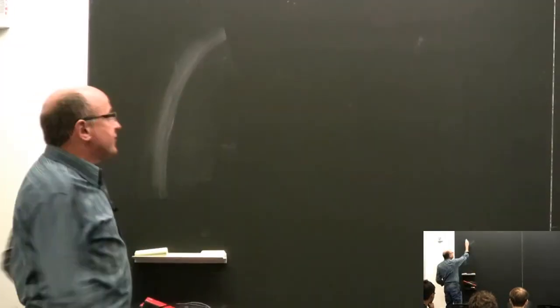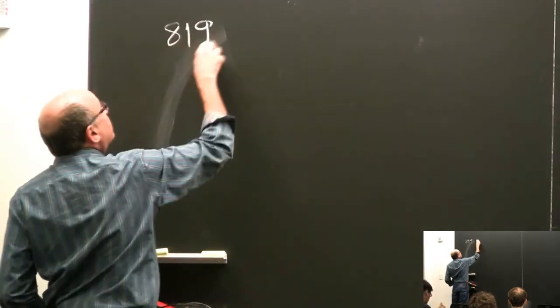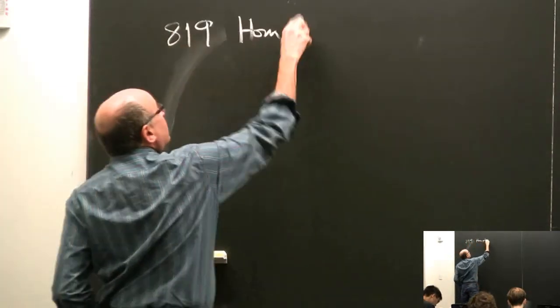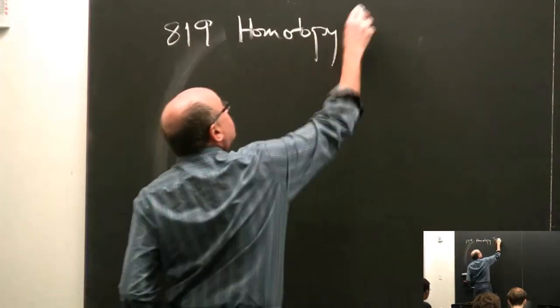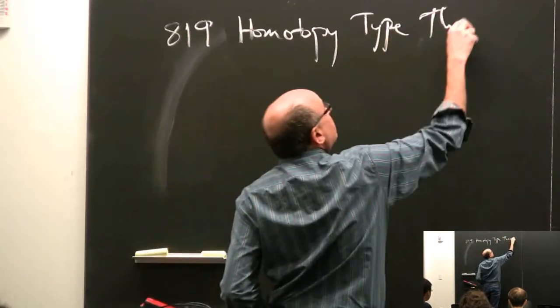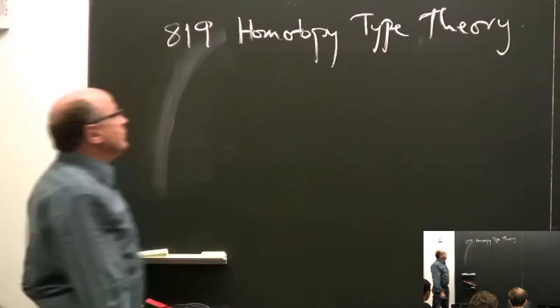All right, so you're all here, I guess, for 819, which is the homotopy type theory. So that's good, I hope. If you're not, then it's time to switch rooms.